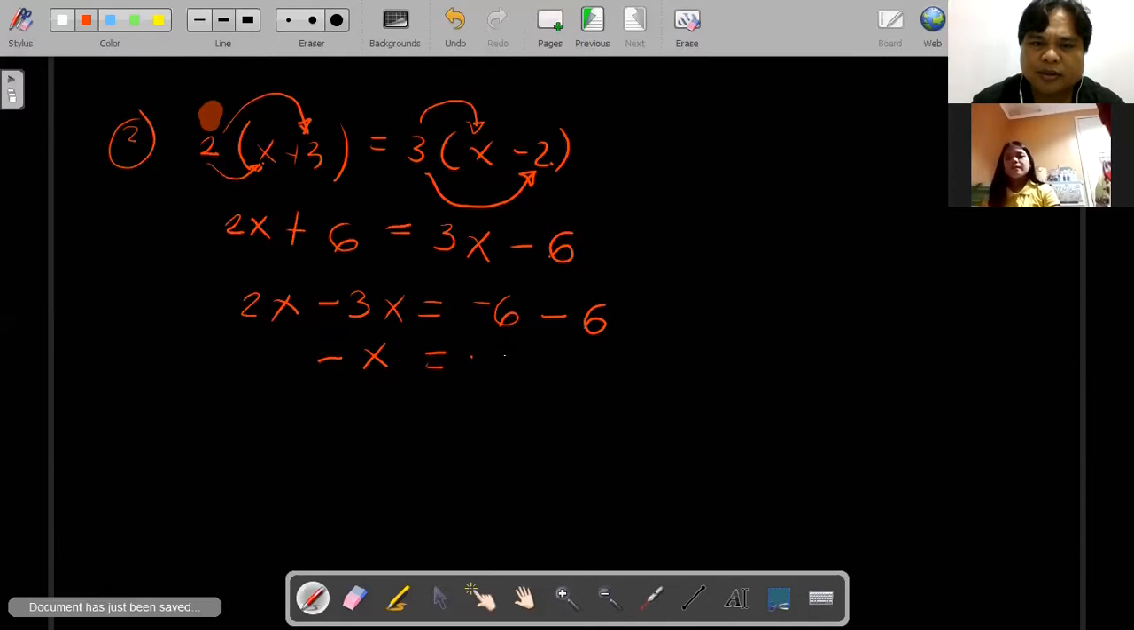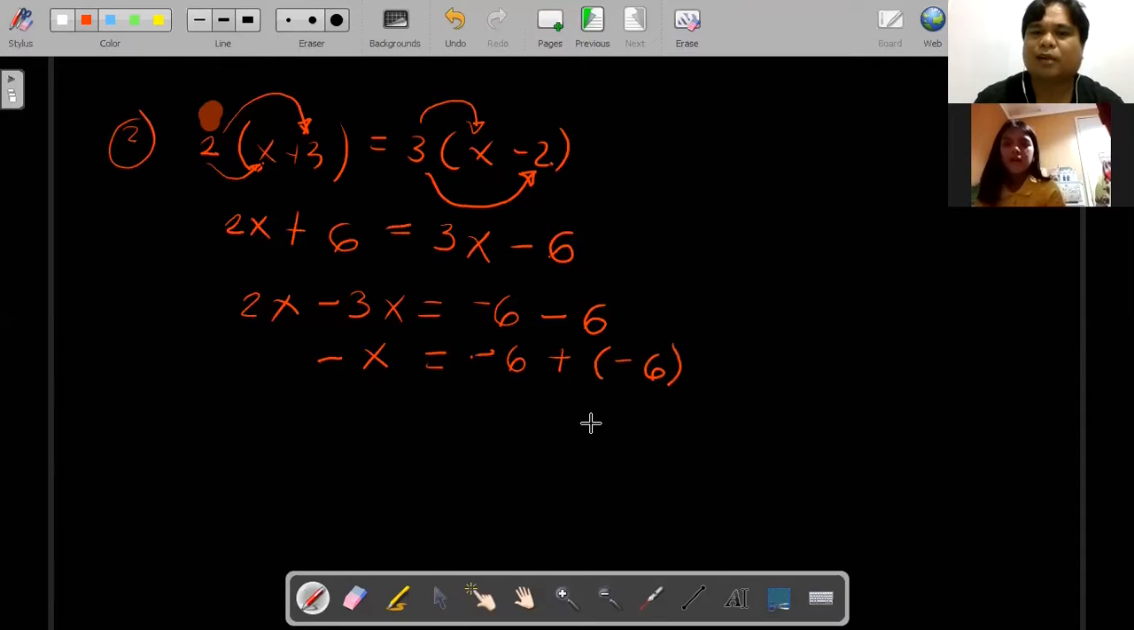This becomes negative 6, minus becomes plus, and then for the second term, you change the sign of the second term. So instead of positive 6, it becomes negative 6. Get it? So you have now negative x is equal to negative 6 plus negative 6, you have negative 12.